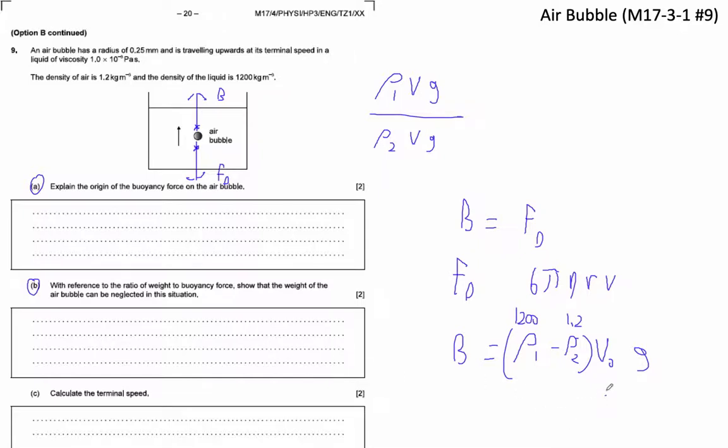They are correct, right? Your volume is going to be 4/3 pi r to the third, and your r is equal to, be careful there, right? It's 0.25 millimeters, so 0.25 times 10 to the minus third meters, okay?